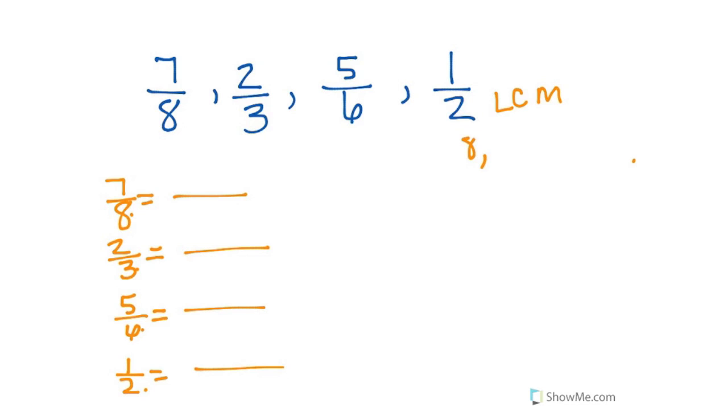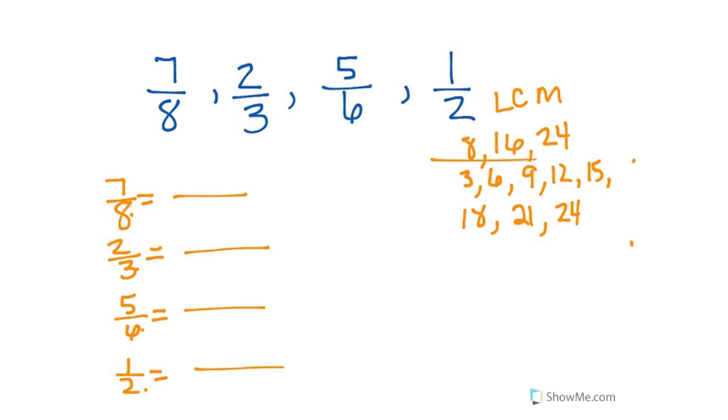All right, let's do 8 times 1 is 8. 8 times 2, 16. 8 times 3, 24. All right, let's do our multiples of 3. 3 times 1 is 3. 3 times 2 is 6. 3 times 3 is 9. 3 times 4 is 12. 3 times 5 is 15. 3 times 6 is 18. 3 times 7 is 21. 3 times 8 is 24.